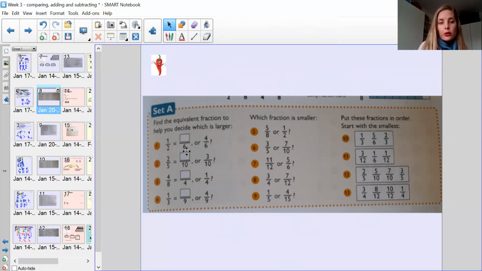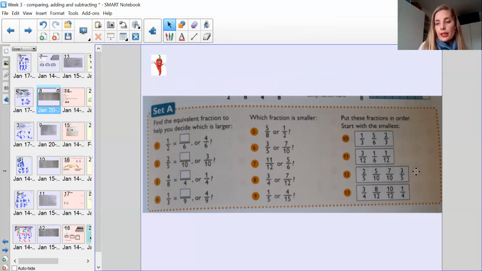What did you do to 2 to get 6? And what must you do to the 1? And then decide which one of those is larger, okay? Because your bottom numbers need to be the same. Decide which one is smaller using the equivalent fraction knowledge. You need to make both numbers over the same denominator and then be able to decide which one is smaller.